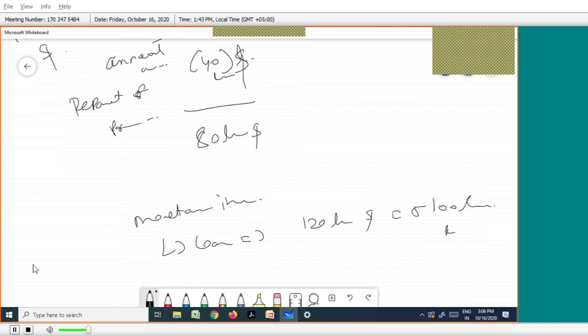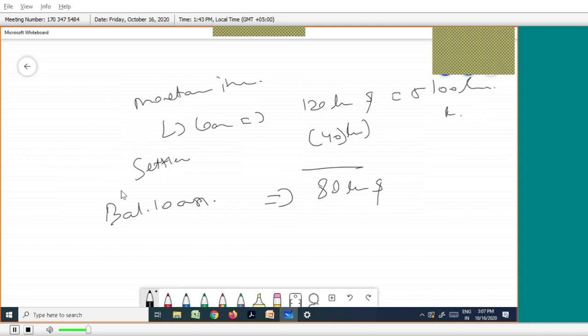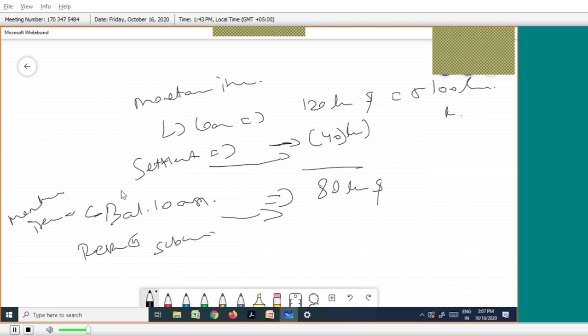Okay. What happened at the year end? Two activities. One is payment: 40 lakh dollars paid. And the balance is 80 lakh dollars. This is my balance loan. Two things are happening. One is settlement, which is 40. The other is reporting at the subsequent balance sheet date. This balance loan is a monetary item. So 40 lakh is settlement, and 80 lakh is the balance, reported at the subsequent balance sheet rate.